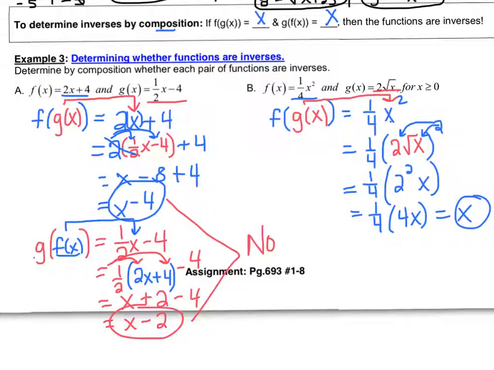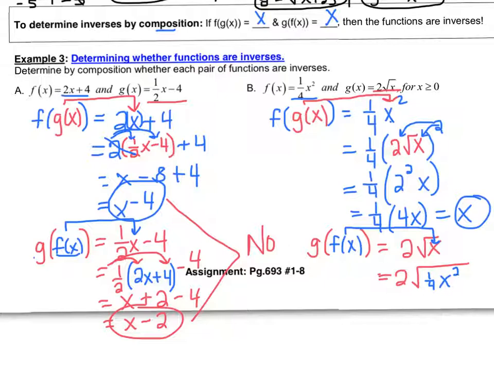All right, let's do this the other way now. Let's compose g of f of x. All right, so we're going to write the g function. We're going to write the red one, 2 square root x. And for the x, we're going to plug in the blue f function. So this will be 2 square root, and now we're going to write what I underlined in blue, 1/4 x squared. And now we simplify.